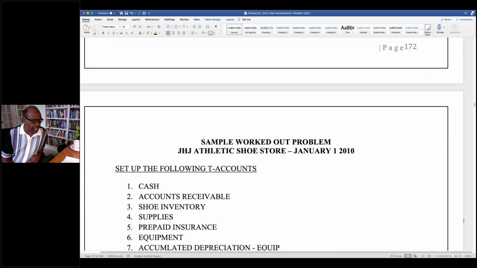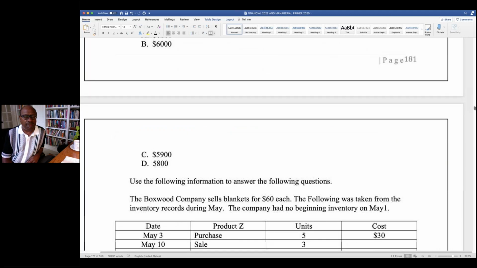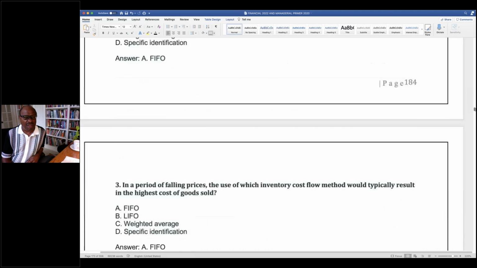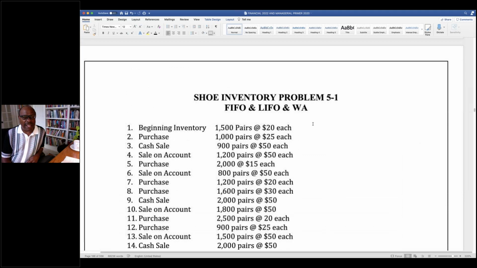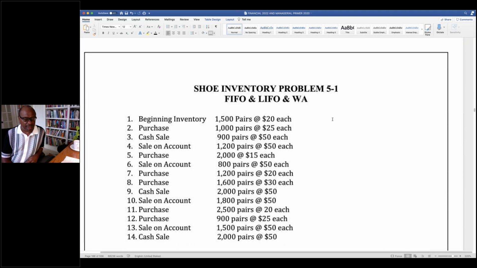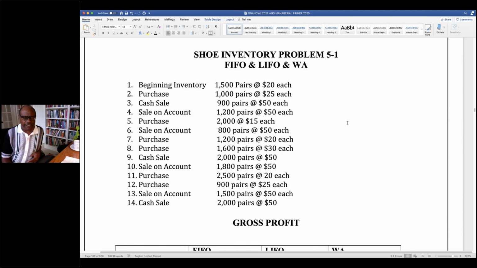Then I think on page 169, students, is your homework problem. It's called 5-1 shoe inventory problem practice. This is your practice problem. So you need to turn this in to me next Thursday.